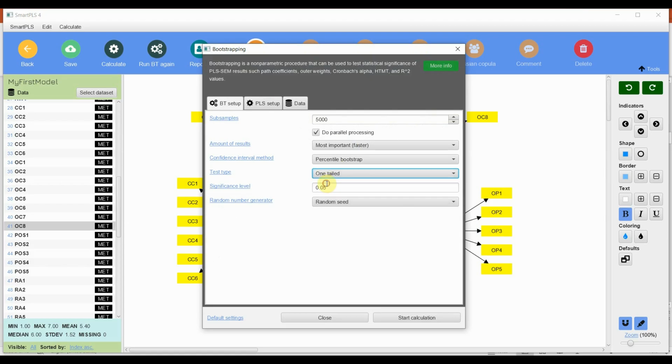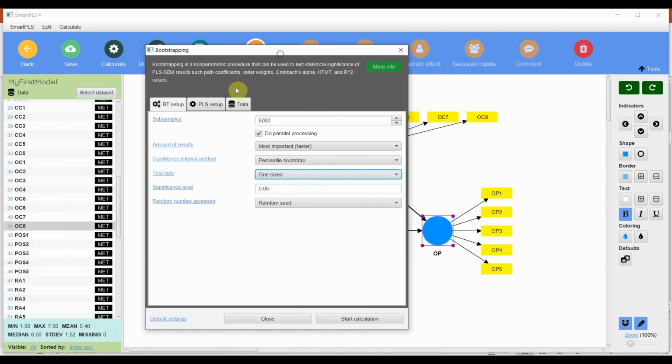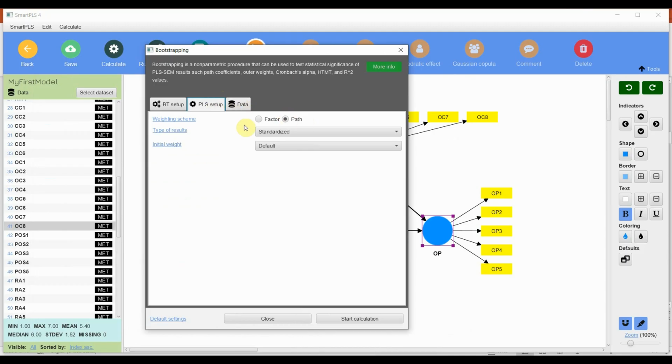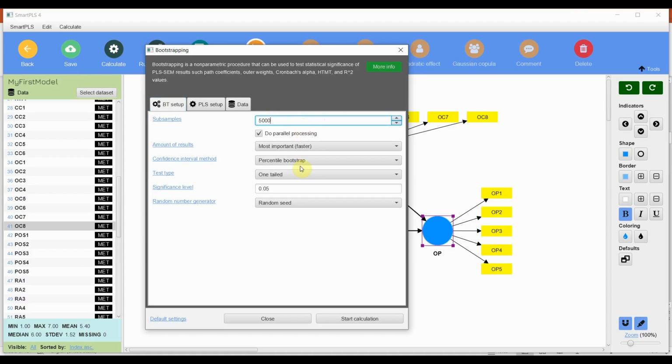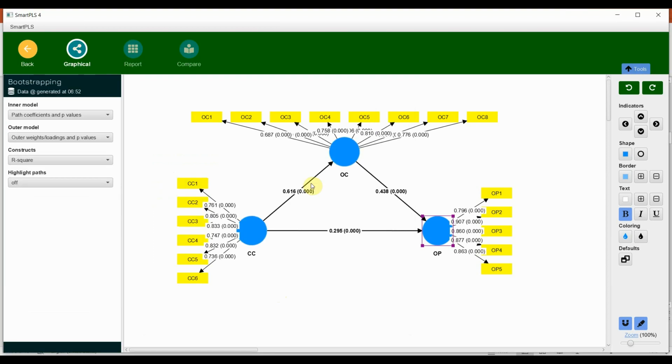Now let's say I'm going to use one tail because I know the direction of relationships. And path, standardized default, data is fine. For now, 5000 is fine. Let's start. Now here are our results. Now all paths are significant. So what's the procedure? Let's look at the procedure.